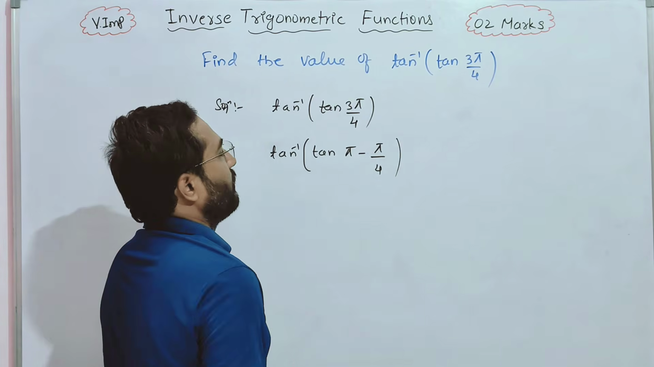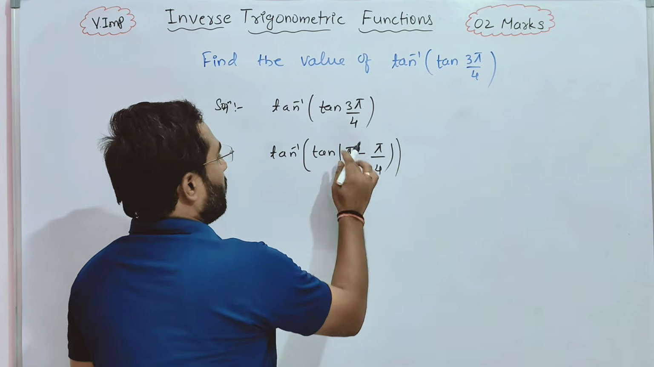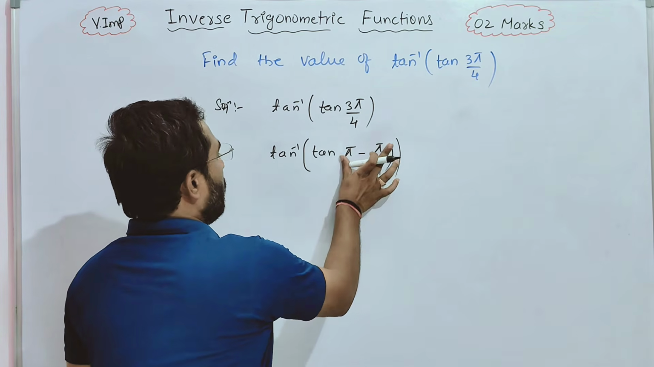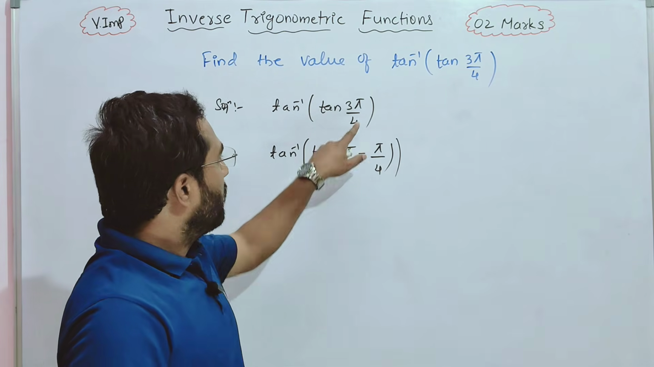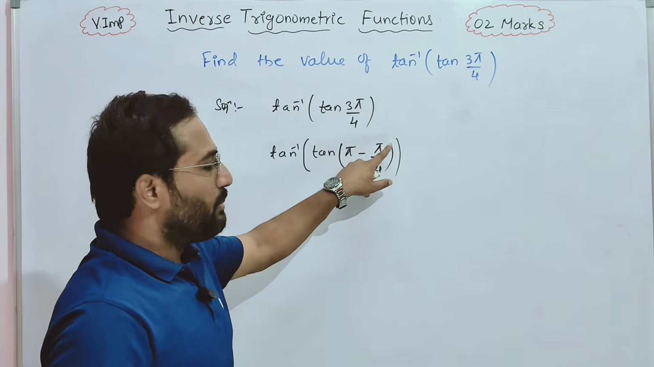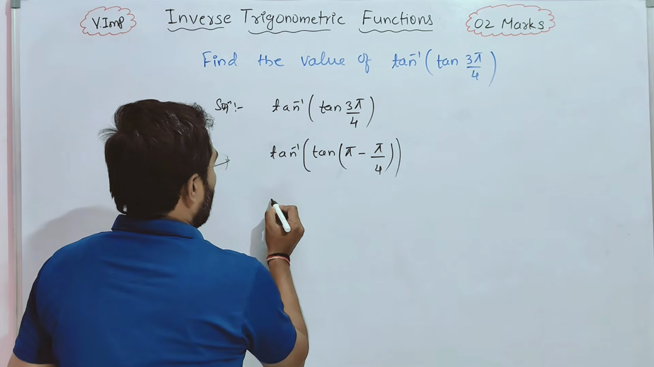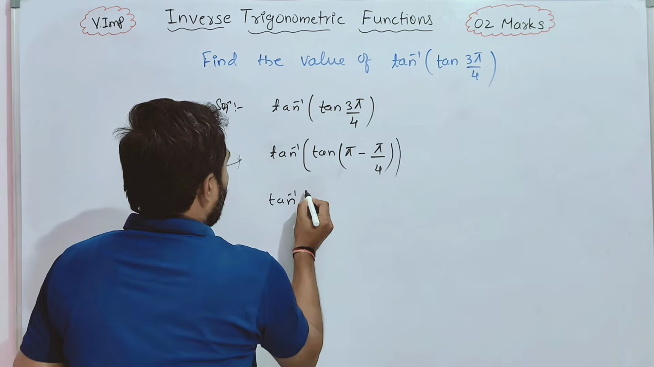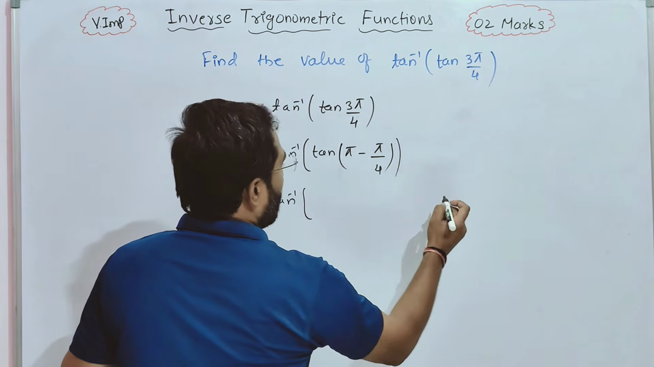So that's it for us now. Isn't it? You take another bracket so that it will be easy to solve. Isn't it, my dear students? 3 pi by 4 can be written as pi minus pi by 4 in the easiest way. Right. Now, tan inverse as it is, tan 180 minus theta.